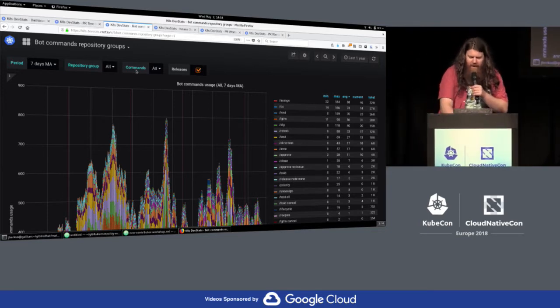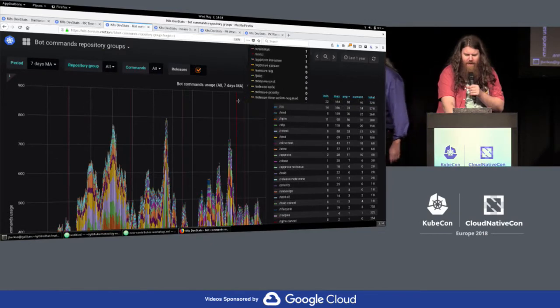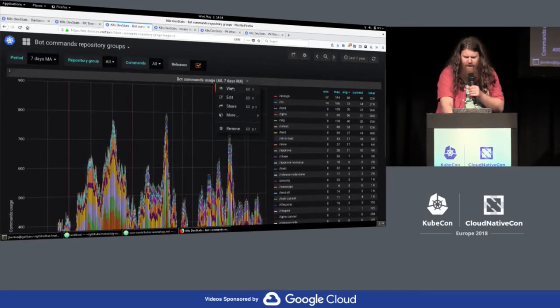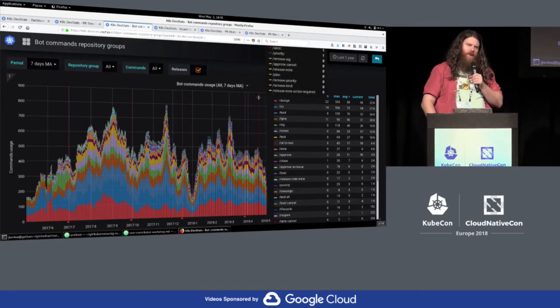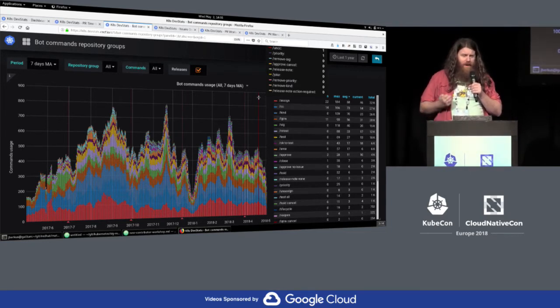Hi, I'm Aaron Krickenberger. So yeah, although steering committee was next to my name, I'm here more in a capacity as a SIG Testing lead. This graph shows all of the usages of /bot commands that people can use to interact with our automation throughout the project.